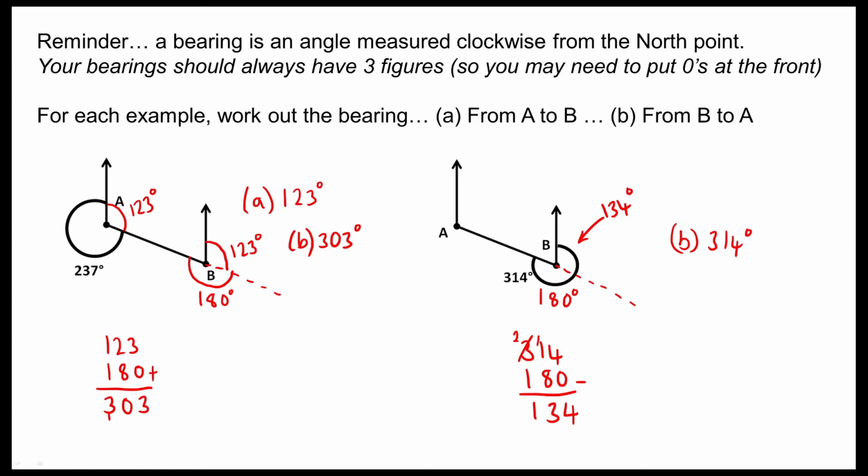As with the last example, we know that corresponding angles are equal, so this angle over here must also equal 134 degrees, meaning that the bearing from A to B for part A is 134. Again, that is the same answer that we got when we did it previously.